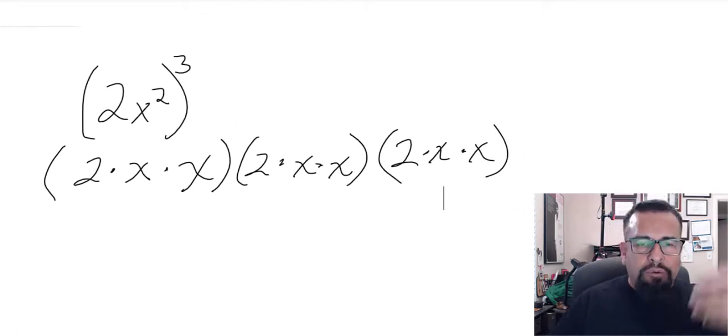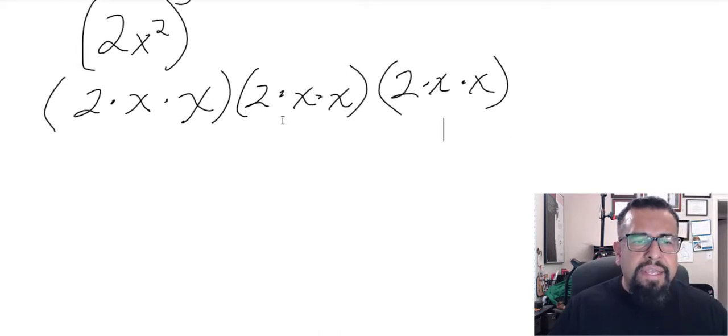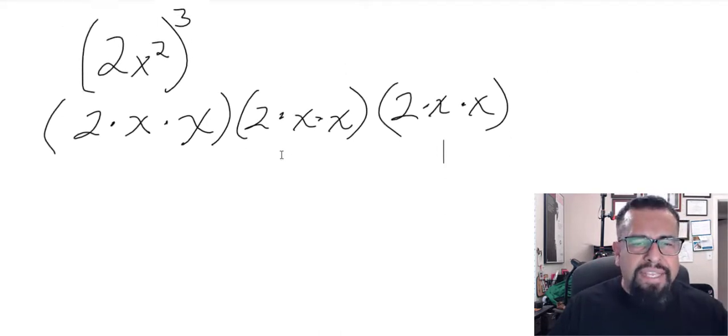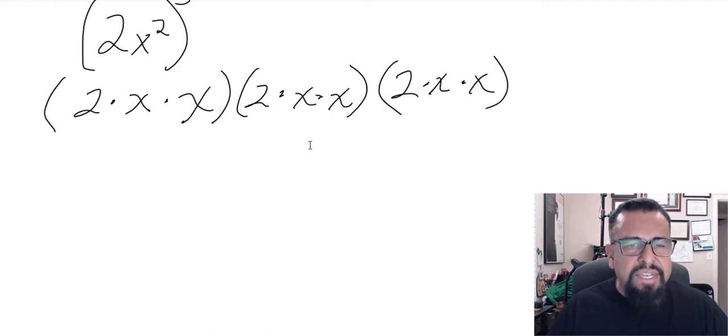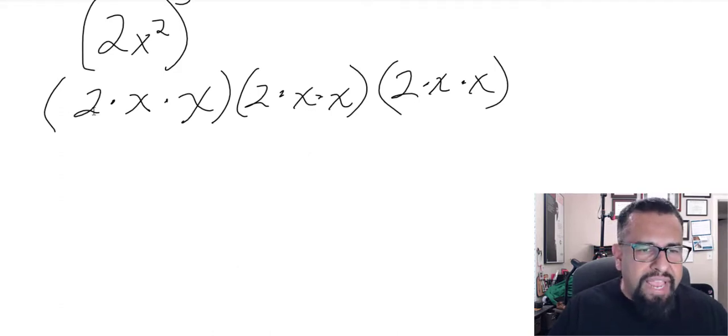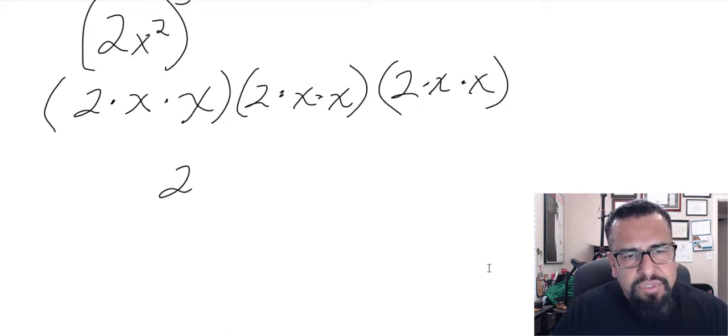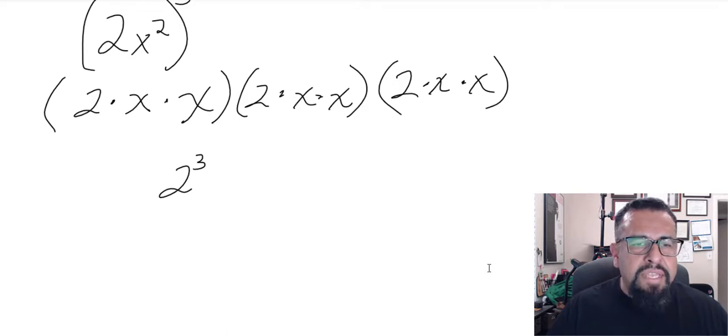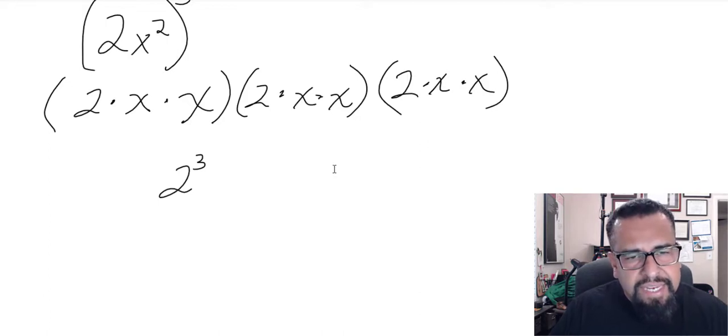All right. So again, from this point, if you break them open like this, all you have to do is count, right? So how many 2's do we have? We have 1, 2, 3. We have 3 2's, so that will be 2 to the power of 3. And then how many x's? 1, 2, 3, 4, 5, 6. 6. So x to the power of 6.